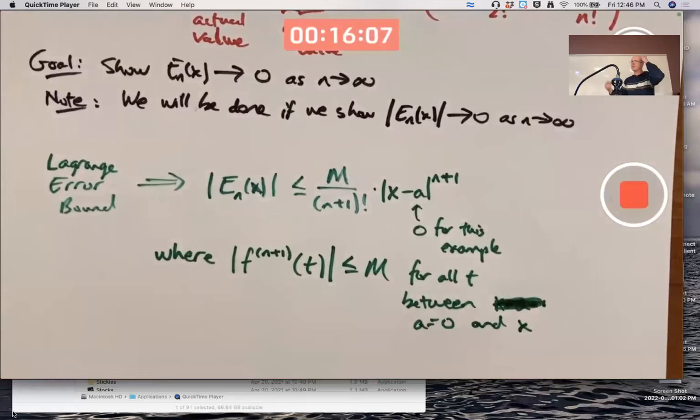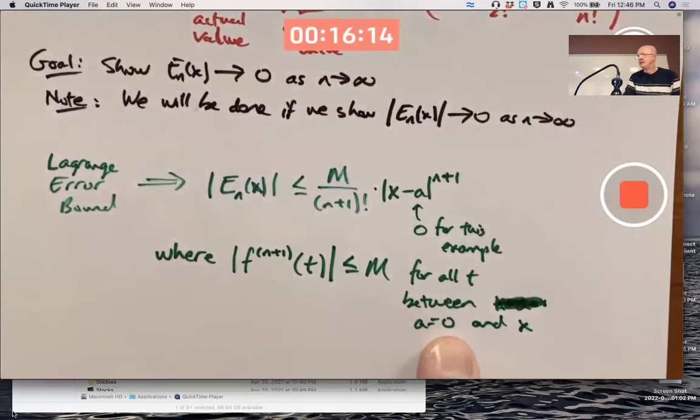X at the start of the proof was an arbitrary fixed real number. If x is positive, this would be the interval from 0 to x. If x is negative, it would actually be the interval from x to 0.